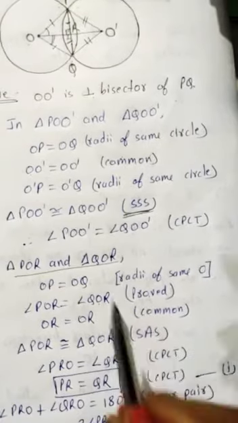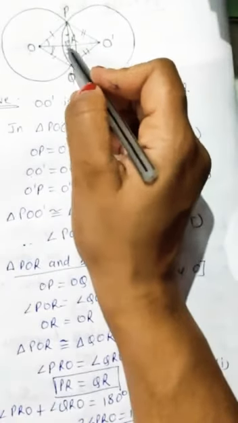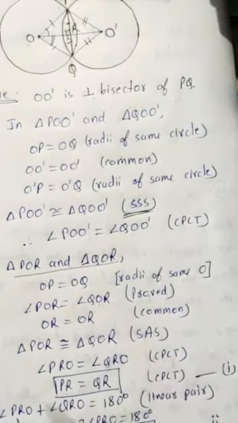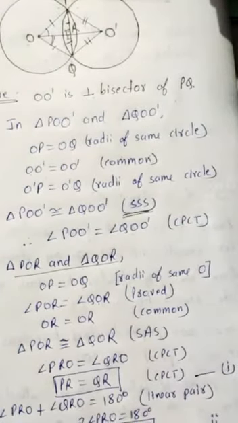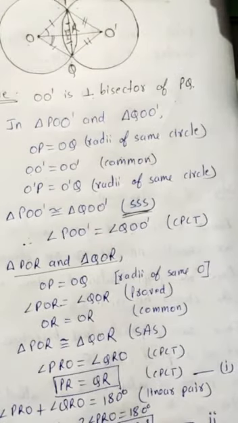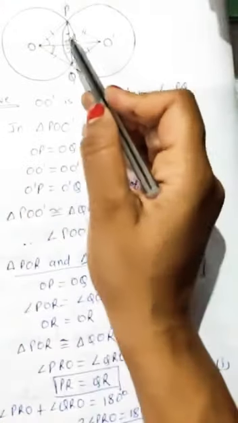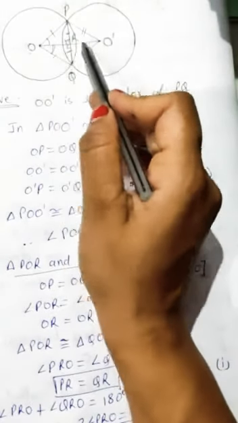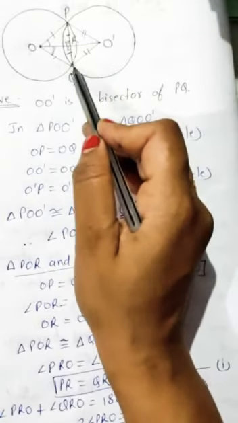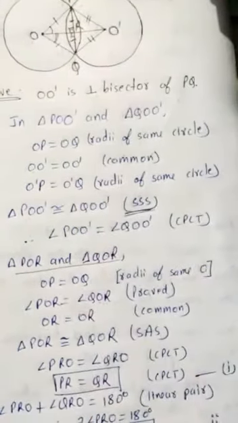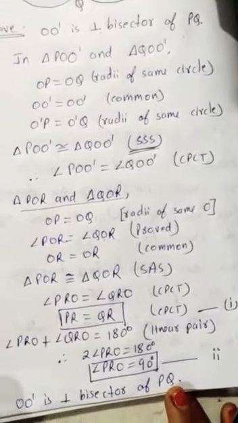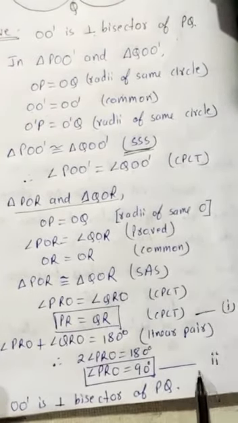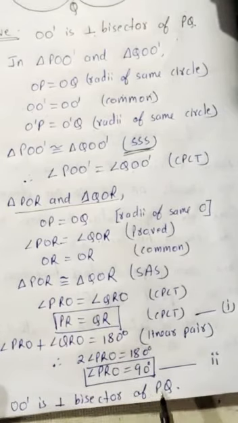This is also CPCT. But since this is a straight line, these two angles are making a linear pair. So their sum will be 180 degrees. And since both the angles are equal, each angle will become 90 degrees. So you have proved that these two angles are 90 degrees and these two parts are equal. That means OO dash is the perpendicular bisector of PQ. So this is all what we wanted to prove. So you can write from 1 and 2, OO dash is the perpendicular bisector of PQ.